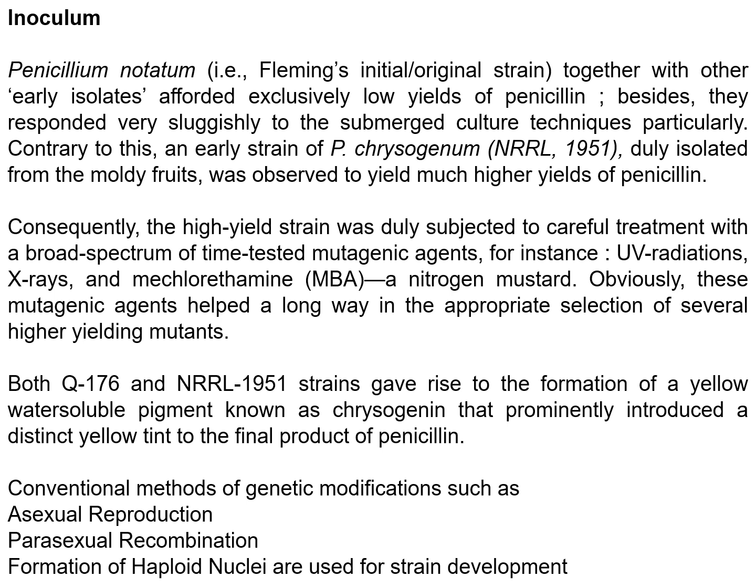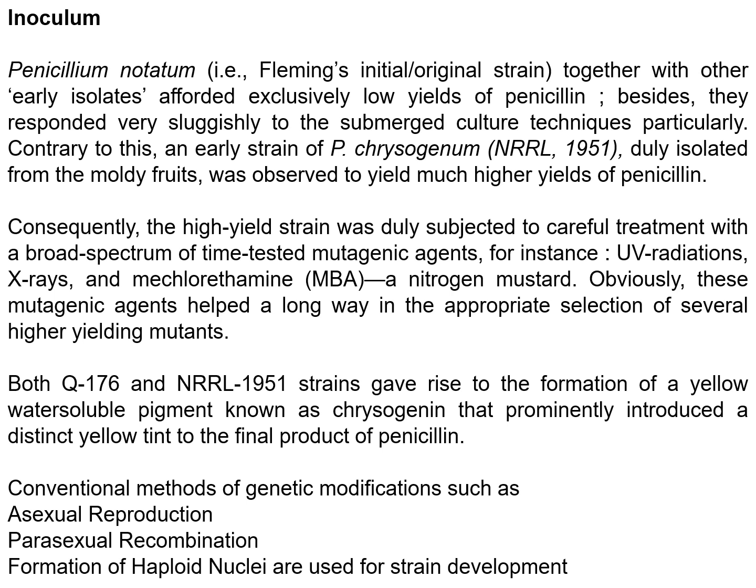So how is it developed? Here comes the strain improvement. You have to carefully select mutants using mutagenic agents that were tested timely. These include UV radiation, X-rays, and mechlorethamine, that is, nitrogen mustard. Obviously, these mutagenic agents helped a long way in the appropriate selection of several higher yielding mutants.